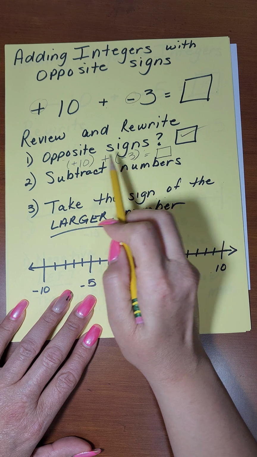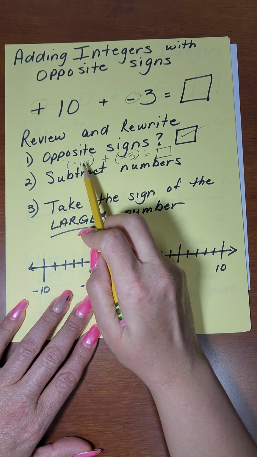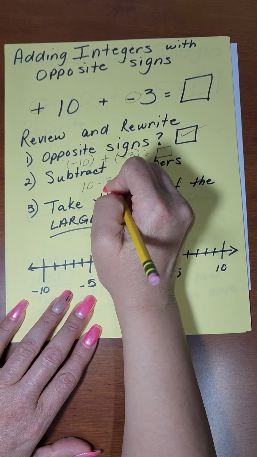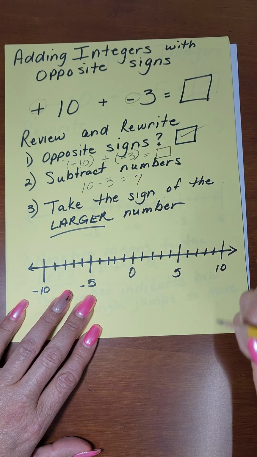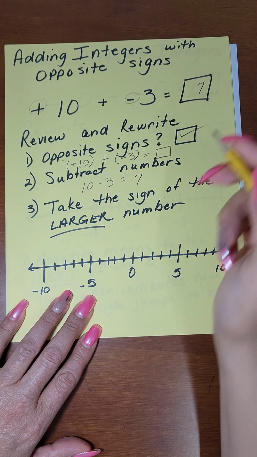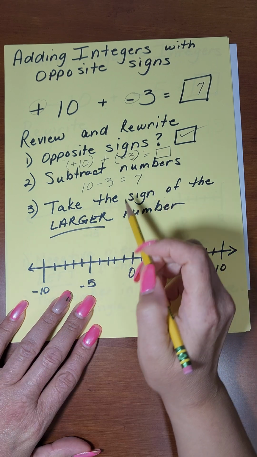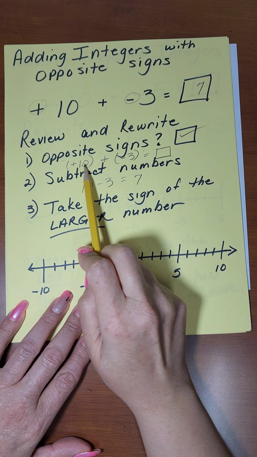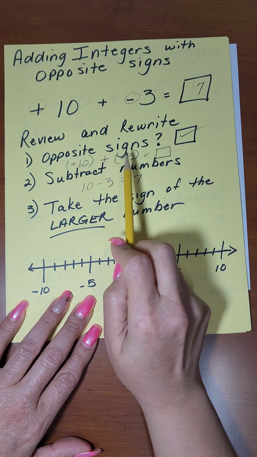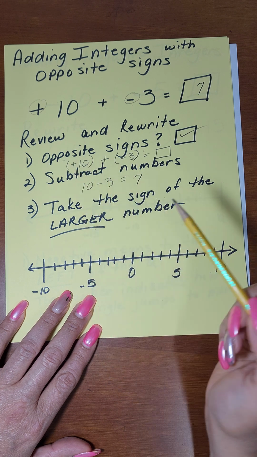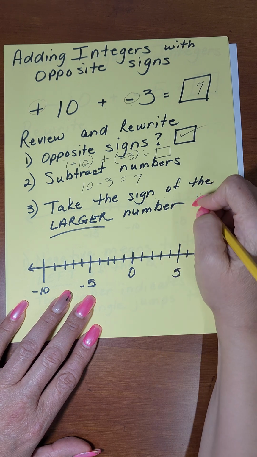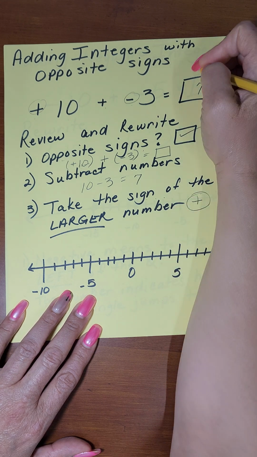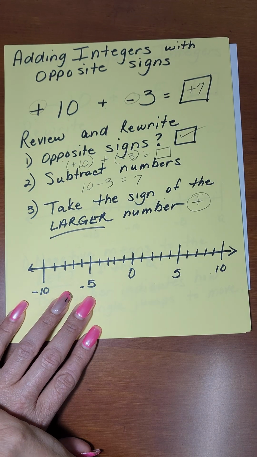Okay, so you subtract these numbers. 10 minus 3 equals 7. So that is part of our answer, 7. But you take the sign of the larger number. In this case, 10 is the larger number between 10 and 3. 10 is the larger number, and it is attached to a positive sign. So we use that, and we make sure we put that on our answer.